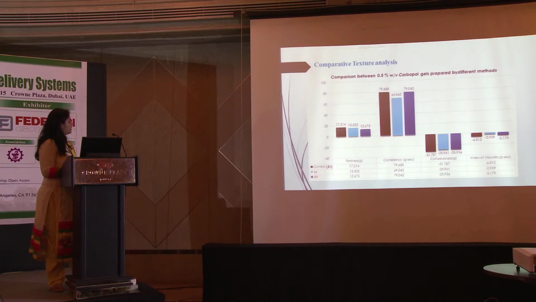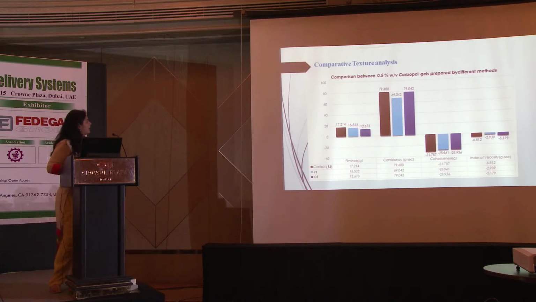Here, when we compare 0.5% carbopol gels prepared by different methods, that is the blank, the in situ hydrogels, and the enriched hydrogels, we find that the system is behaving in a very erratic manner. The firmness is decreasing, but for this a highly viscous kind of gel is formed, while here again a soft and flowable gel is formed. Here there is no difference in the cohesiveness, but for the enriched hydrogels the viscosity is higher than that of the in situ hydrogels.